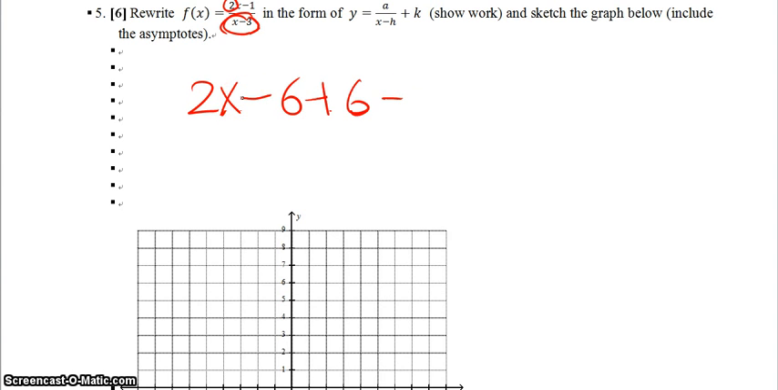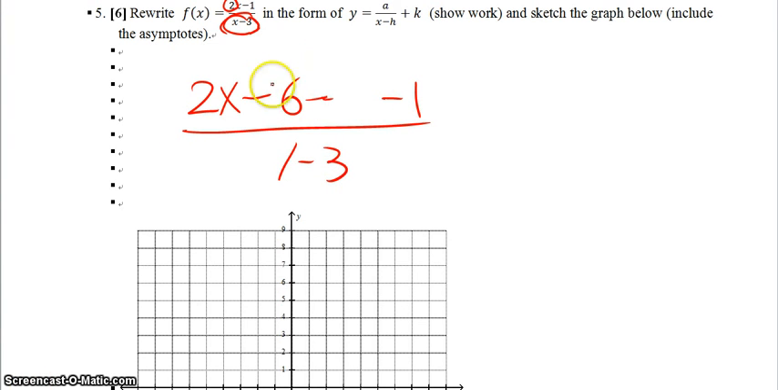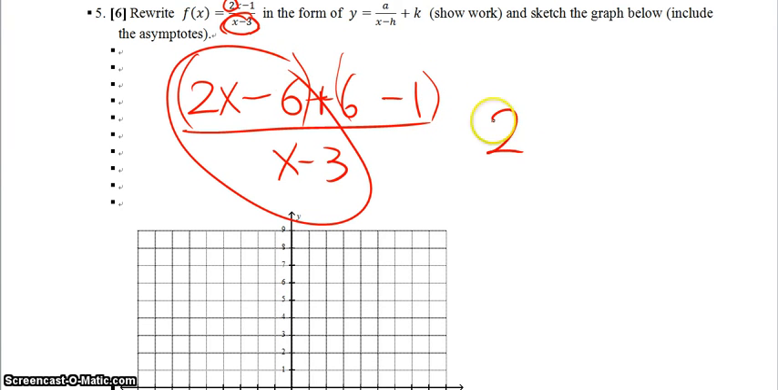I don't know what happened to the software. Okay. And then over x minus 3. And then you separate it. Something is wrong with the software. Okay, here we go. You separate it here and there. So the first part becomes a 2. The second part will be 5 over x minus 3.